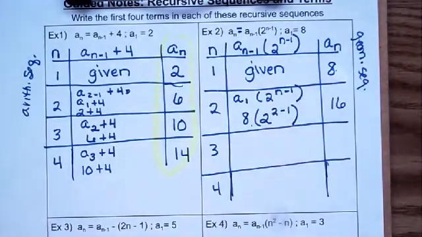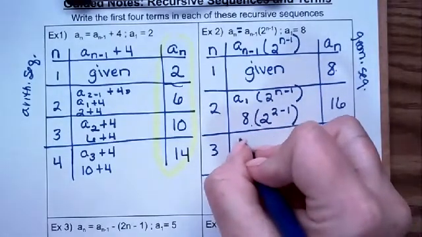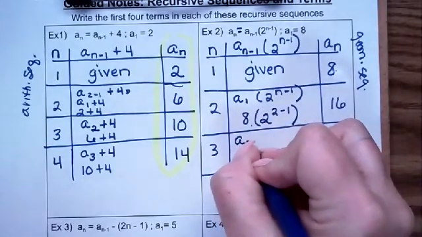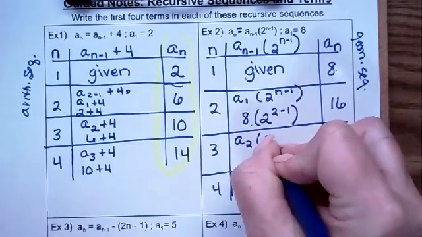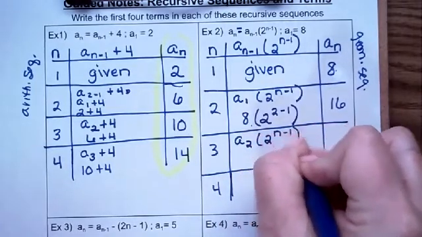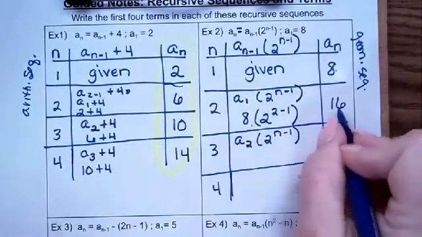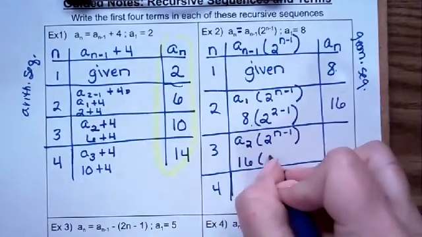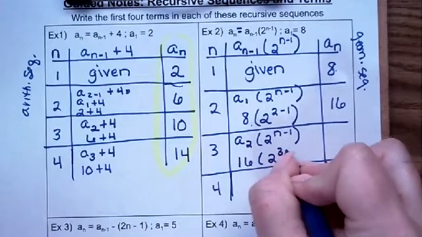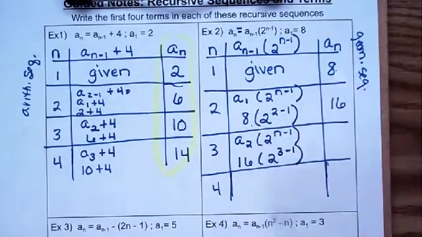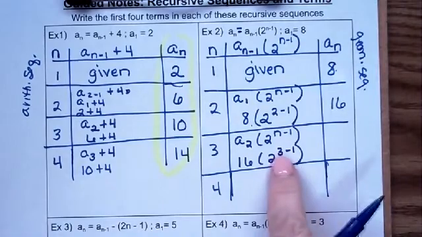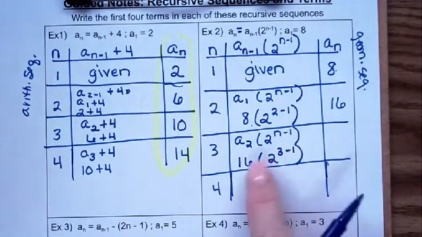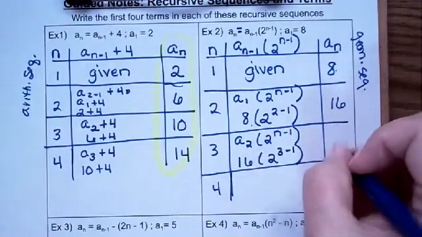Okay? Now, look at number 3 right here. We know this is going to be A sub 2 times 2 to the N minus 1 power. Okay, but what's my A sub 2 number now? 16, isn't it? So I'm going to bring it right here. 16 times 2 to the 3 minus 1 power. Well, we can do this one in our head too. 3 minus 1 is 2. So that's 2 to the second power. 2 to the second power is 4. 4 times 16 is going to give me 64.